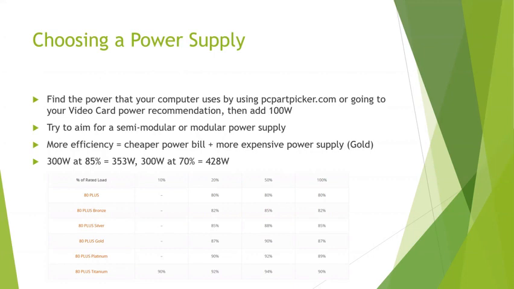And the second main way that you can judge how much power your computer is using is by going to your video card manufacturer's website and looking at the recommendation for how much power your computer is going to use overall. And even though it's just one part, this recommendation is accurate because the video card uses the most power out of the entire computer. So once you have that estimation, I would recommend you add 100 watts to it. For example, if PC Part Picker says that your computer is going to use 350 watts of power, then I would recommend buying a power supply that can output at least 450 watts. This is just to make sure that you have a buffer zone in case something happens or you need to remove or add any new parts.